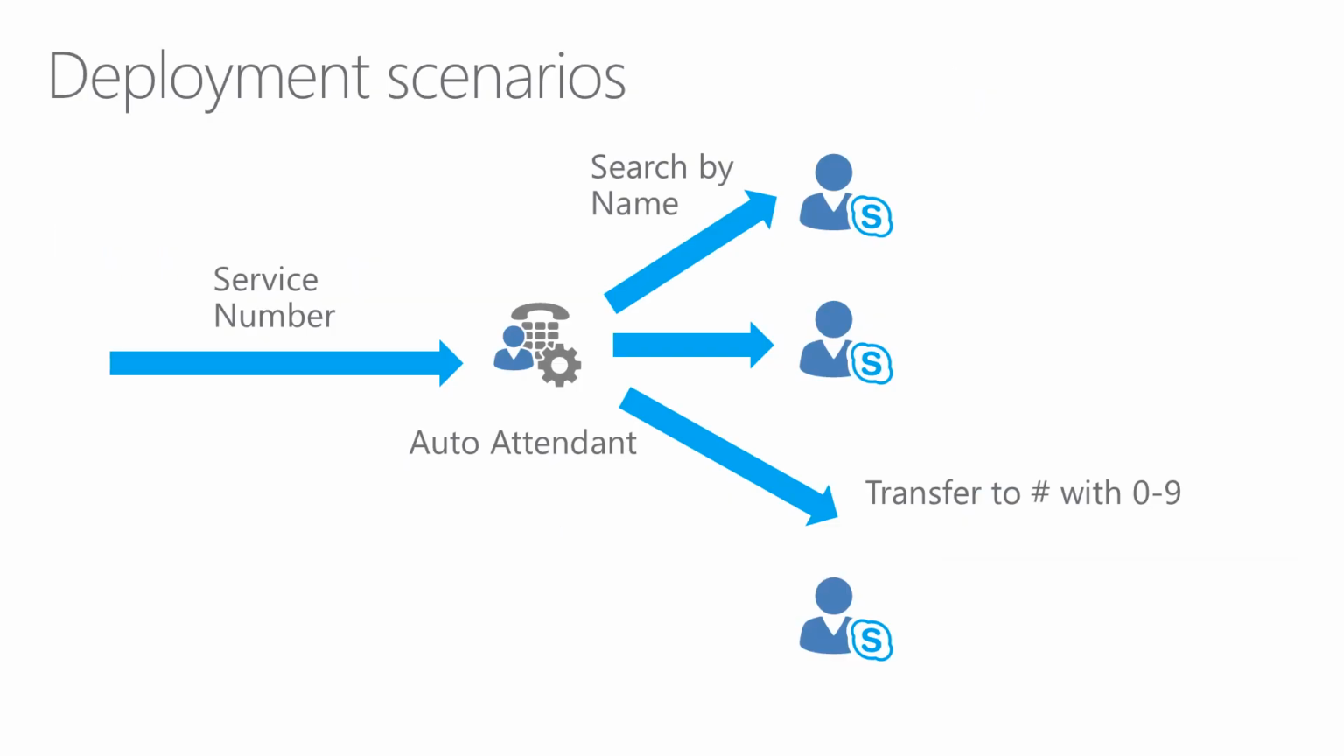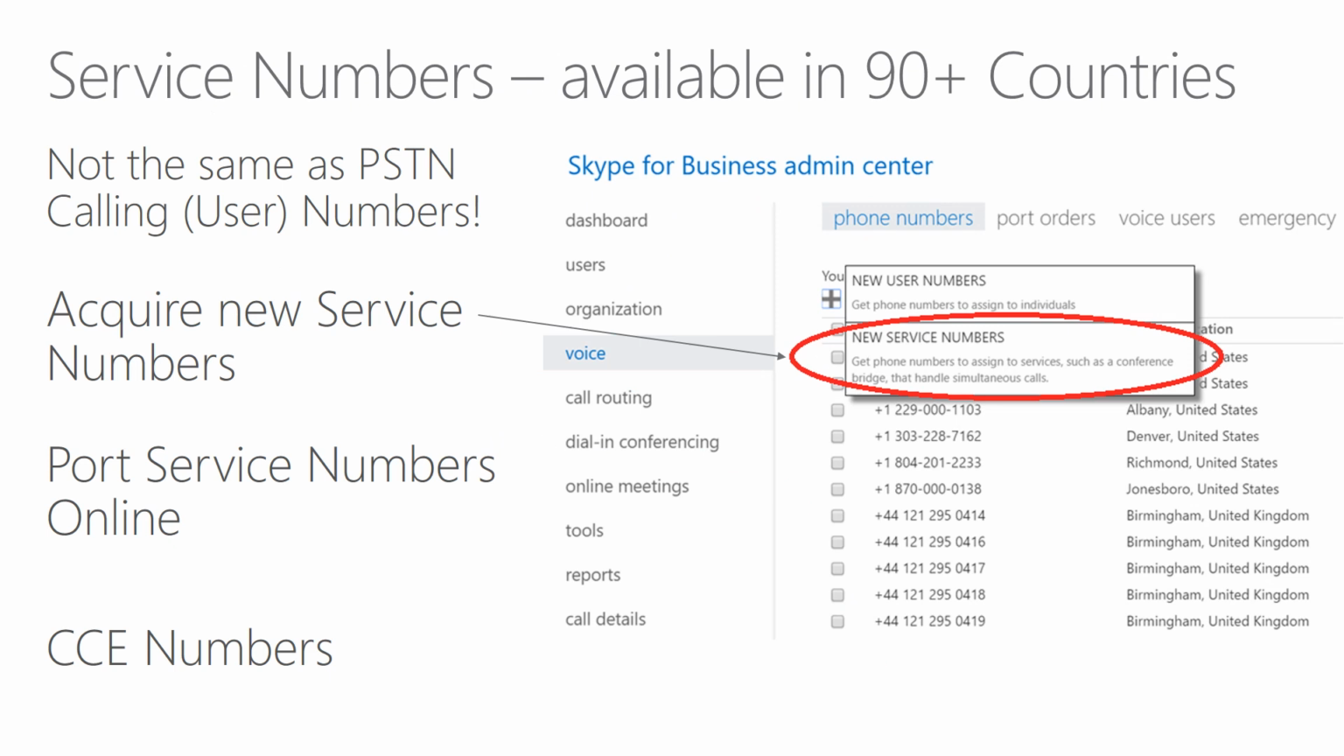So the deployment scenario: you have your service number, you assign that to an auto attendant, and then you can enable search by name or use DTMF. So how do you get a service number? You go to the Skype Business Admin Center, you go to phone numbers, and you request a new service number. It's not the same as a PSTN calling or a user number. You must acquire them.